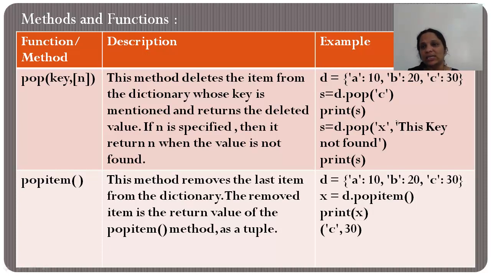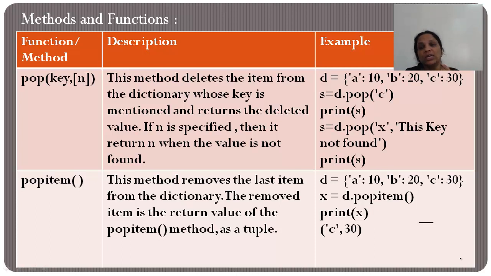So let's look at these examples here. I have written S = d.pop('C'). So when I write d.pop('C'), what will it do? It is going to delete the key value pair where the key is C and obviously the value is 30. But the deleted value is being returned to variable S. So S gets the value of what is being deleted. So when I say print S, it shows me 30.